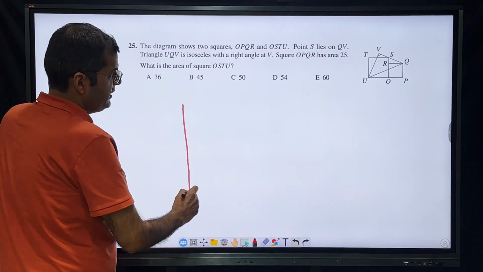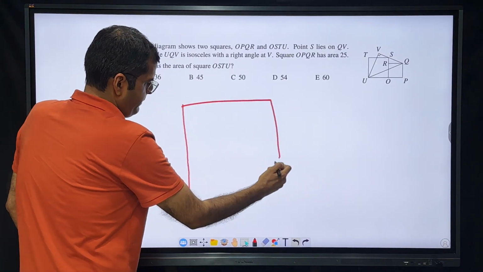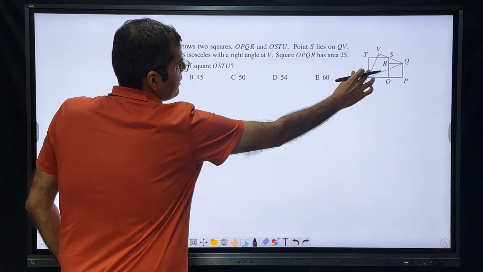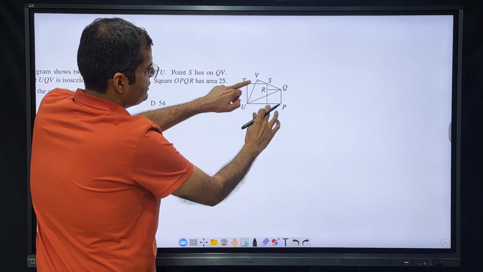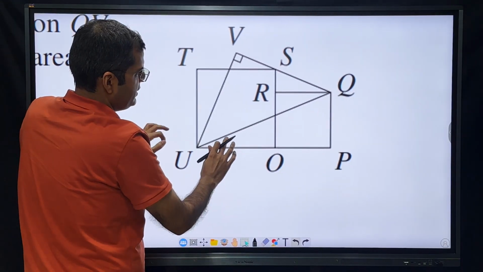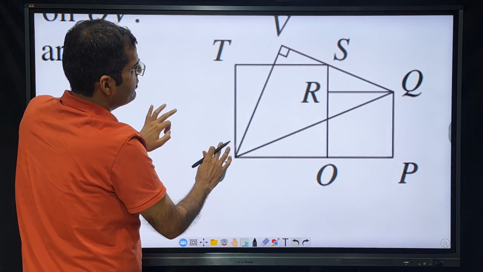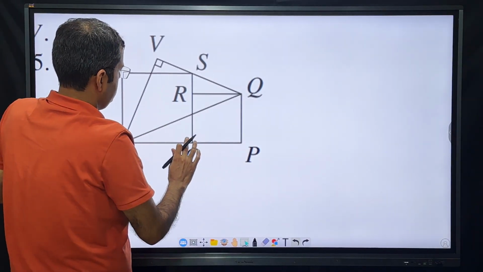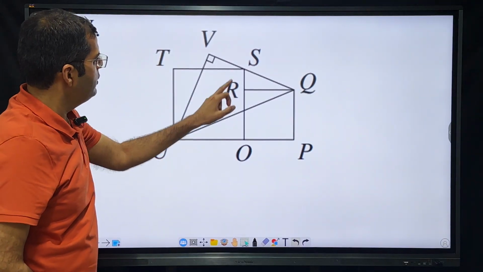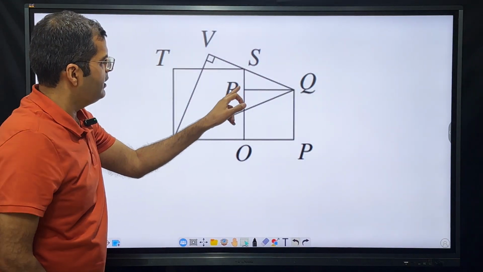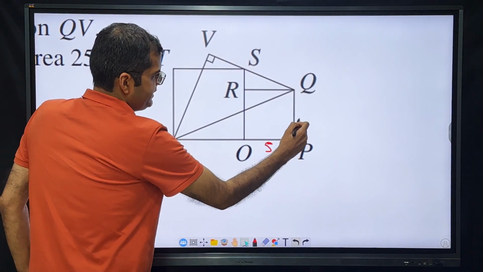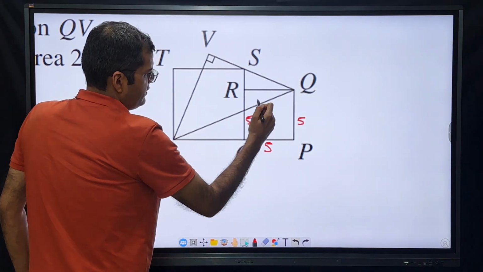What I'm going to do is, I will draw that figure here. It will be much bigger in size. So this is the figure that we have. What we have been given is, UOST is one square, OPQR is another square. Area of OPQR is 25. That means each of its sides is 5.